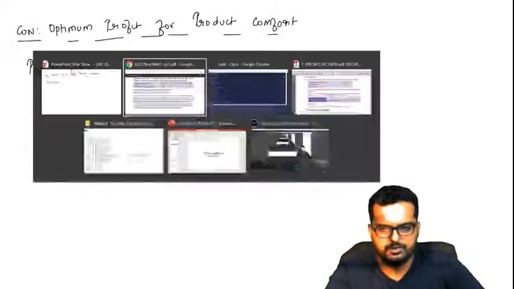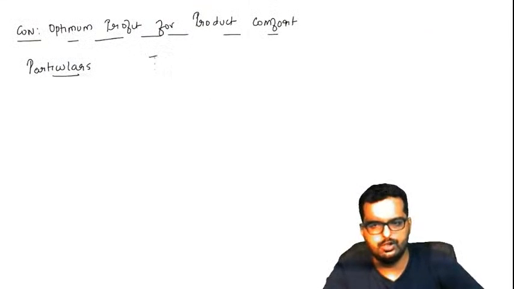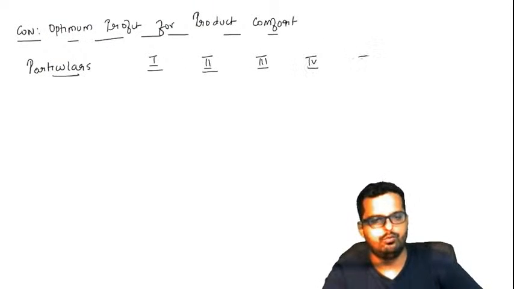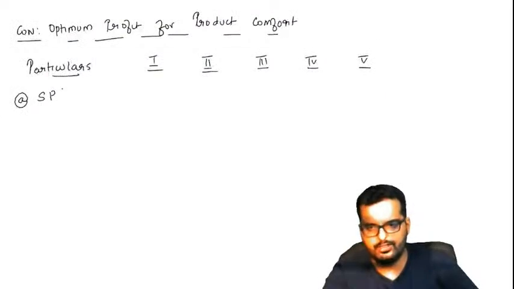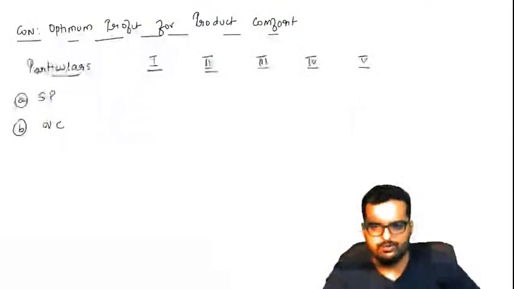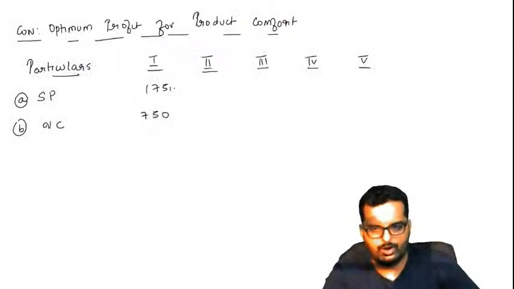What are the combinations that we are having over here? Okay, 1, 2, 3, 4, and 5. We have 5 combinations. For all the 5 combinations, we are having the selling price given. We have the variable cost given below as how much? 750. Okay, and the selling price over here is how much?